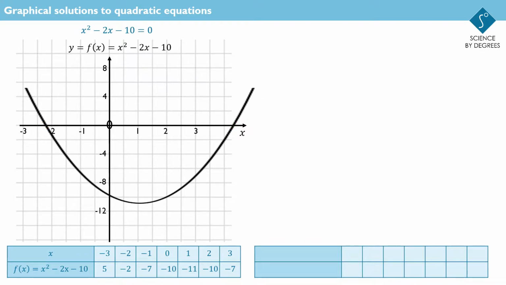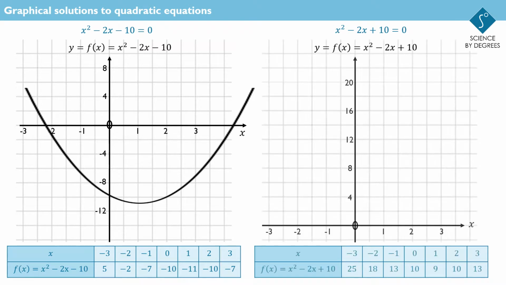Now let's try to solve this similar but modified equation. Notice that the constant term in the equation is now plus 10 rather than negative 10. When we work out values for f of x at different values of x and plot them, this is what we get.